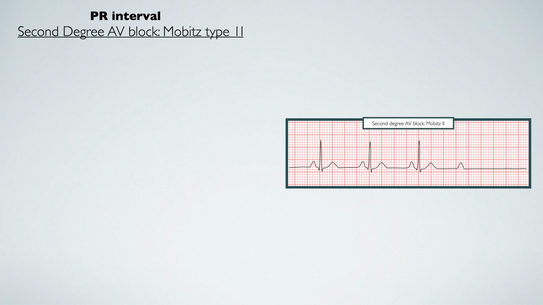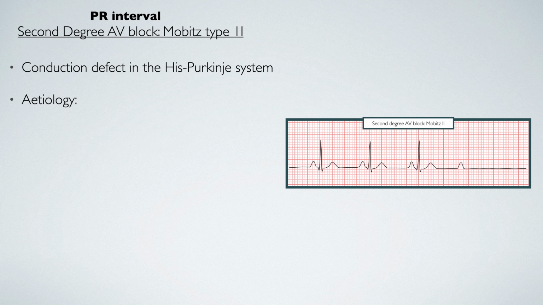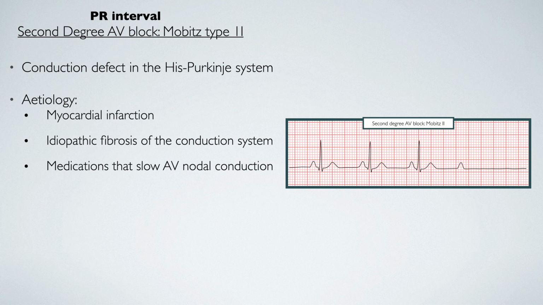Mobitz 2 is caused by a defect in conduction through the His-Purkinje system. The causes of this include myocardial infarction, age-related fibrosis of the conduction system, and medications that slow AV node conduction.